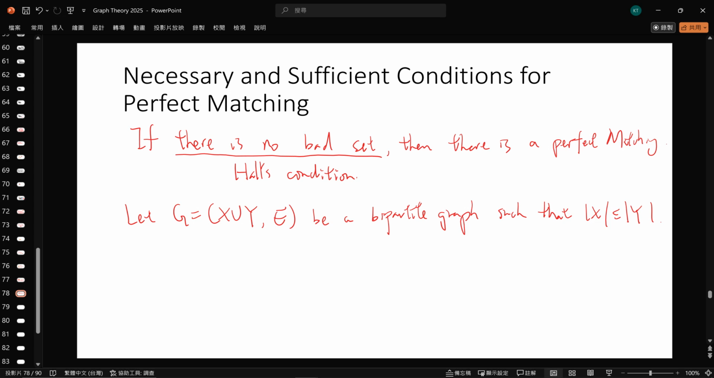So we're going to consider the case where X can be smaller than Y. So once again, a bipartite graph, but this bipartite graph may not be balanced. By balanced, I mean X and Y have the same size. So in this claim, they can have different sizes.